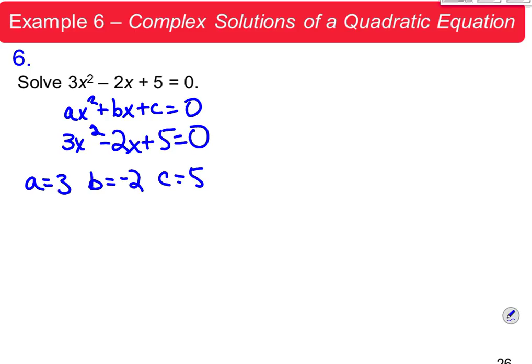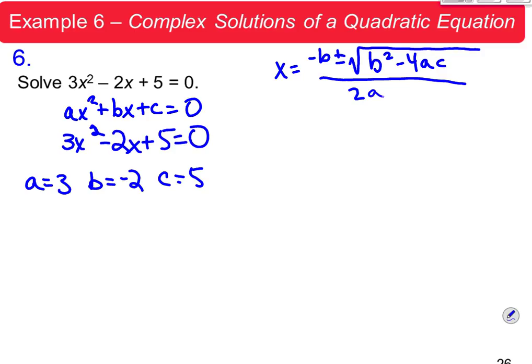Of course, we know our friend, the quadratic formula: x equals -b plus or minus the square root of b squared minus 4ac, all over 2a. Wow, I just sang on the recording.